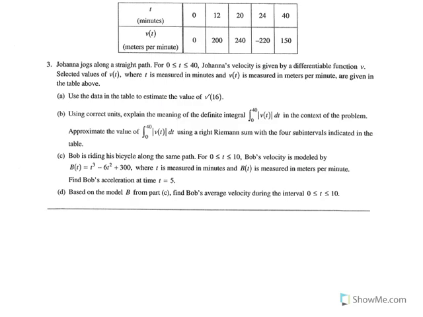Okay, part C says some other guy, Bob, is riding his bicycle along the path between 0 and 10. Bob's velocity is modeled by this equation right here, where t is measured in minutes, and B(t) is measured in meters per minute. Find Bob's acceleration at time t equals 5. Okay, well, if I know that B(t) is velocity, I'm going to write it as v_B(t), just so I know what's going on here, equals t cubed minus 6t squared plus 300.